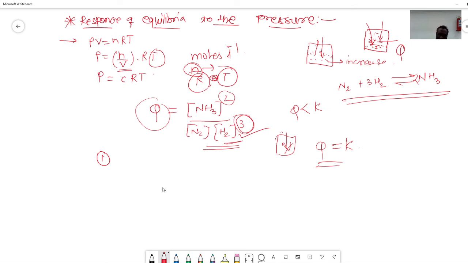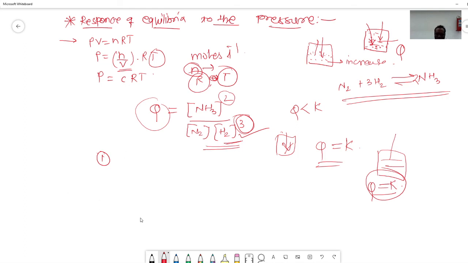Next, if pressure is decreased or volume is increased, what will happen? The reaction shifts in the direction that produces the larger total number of moles of gases, until when? Until Q becomes equal to K.